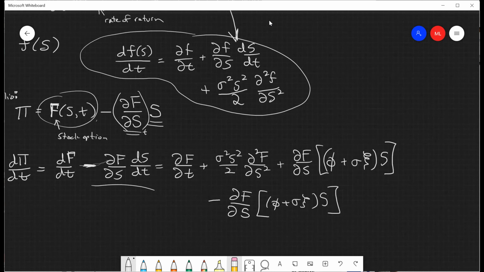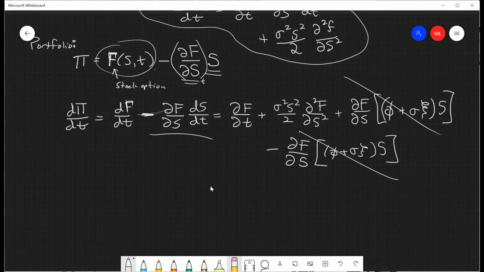And you see, lo and behold, these terms cancel. And what you get is that the equation of motion for your portfolio is entirely independent of the noise. It just depends on these terms. It depends on the magnitude of the noise, but it doesn't depend on the noise itself. So the position is hedged in the sense that there's no more uncertainty in the time evolution of this portfolio, right? The noise has disappeared.